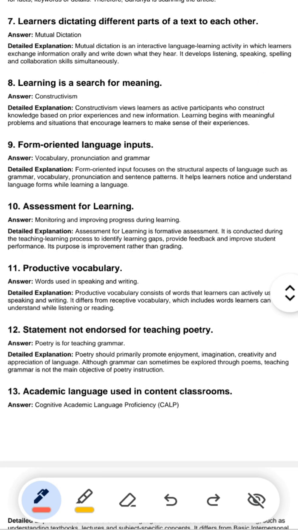So if you see here carefully, constructivism views learners as active participants who construct knowledge based on prior experiences and new information. Learning begins with meaningful problems and situations that encourage learners to make sense of their experiences. So constructivism is the correct answer.